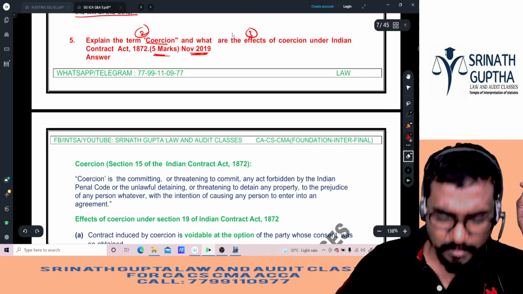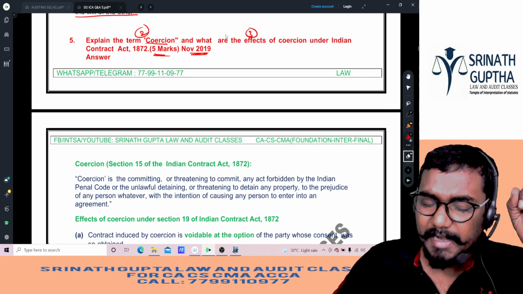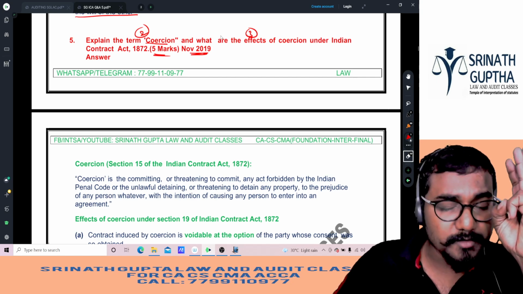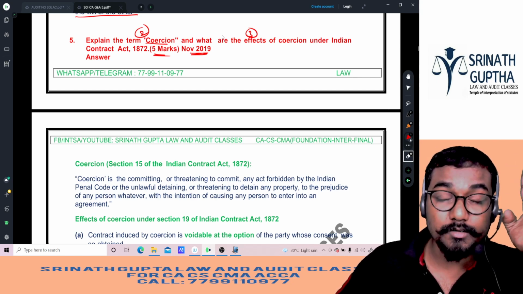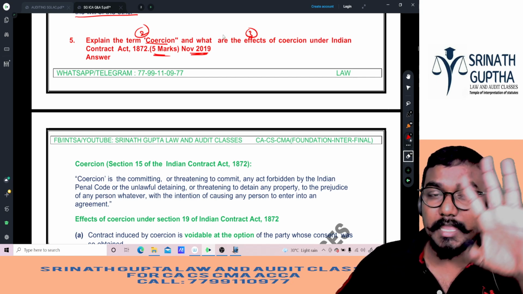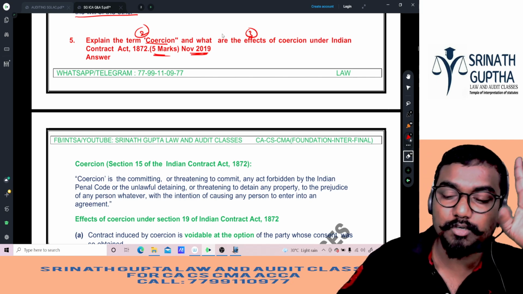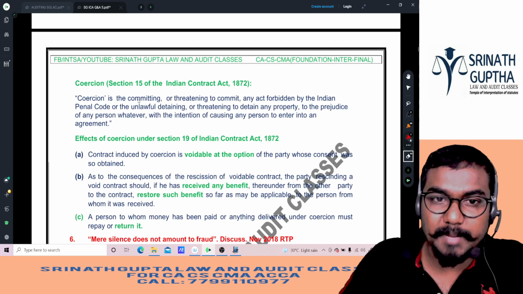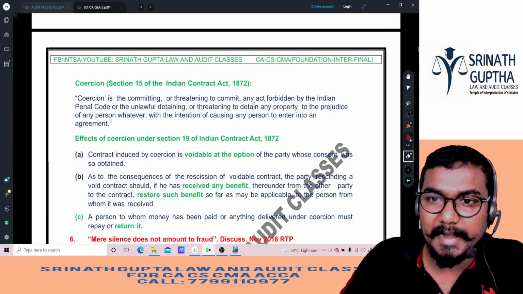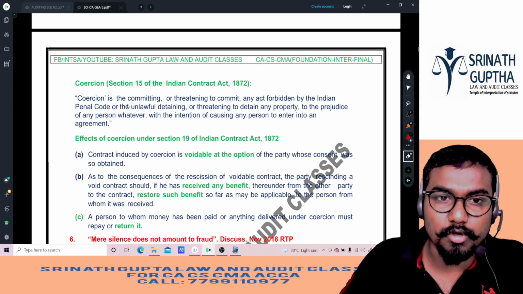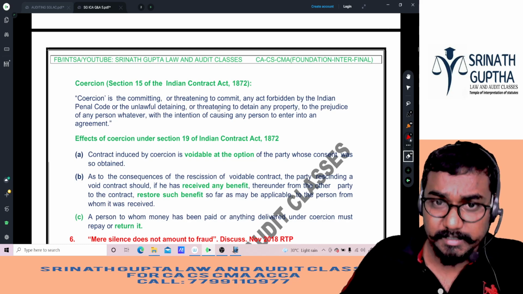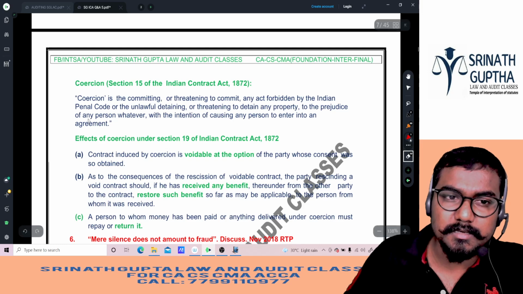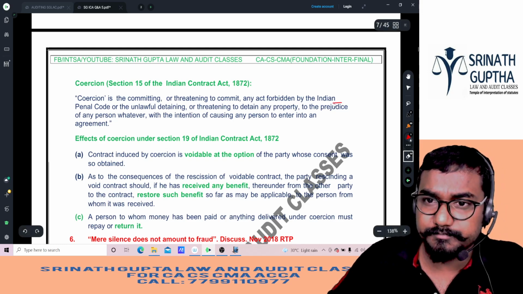So what is the coercion, beta? Coercion means committing an act forbidden by IPC, threatening to commit an act forbidden by IPC, unlawful detaining of the property, threatening to detain the property unlawfully. If you read these 4 points, you will get the 2 marks. Definition, beta. So coercion means committing or threatening to commit an act forbidden by Indian Penal Code, or unlawful detaining, threatening to detain the property unlawfully to the prejudice of the person.